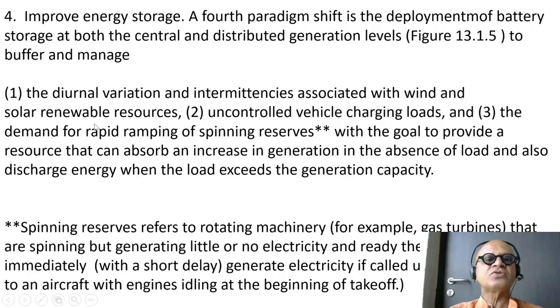The fourth one is to improve energy storage. So the fourth paradigm shift is the deployment of battery storage at both the central and distributed generation levels, as we will see. Okay. So the diurnal variations and intermittencies associated with wind and solar renewable sources is something that the grids have to worry about, and generation mechanisms, distributed versus central.